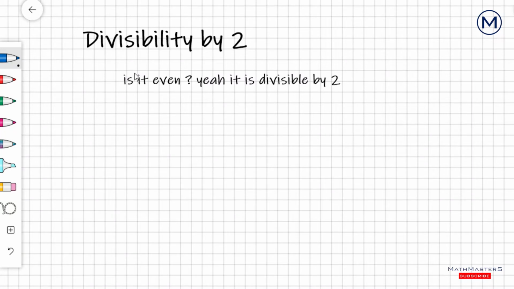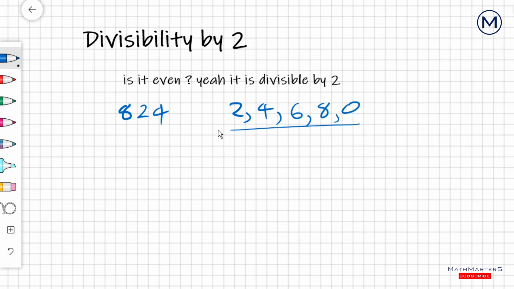It is very easy to check whether a number is divisible by 2 or not. We just need to check whether the number is even or not. For example, let's take 824. We know that it's an even number, so we can say this is divisible by 2. For your reference, any number that is ending with 2, 4, 6, 8 and 0 belongs to even numbers. We can easily recognize an even number if the number is ending with these 5 digits. So for a number to be divisible by 2, we just need to check whether it is even or not.